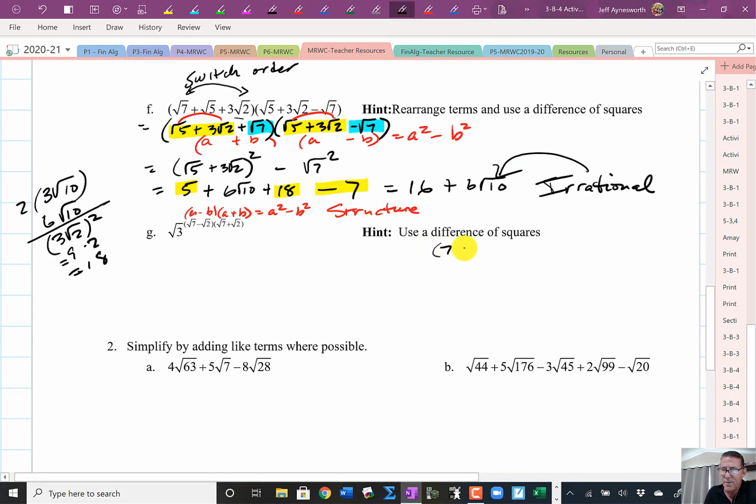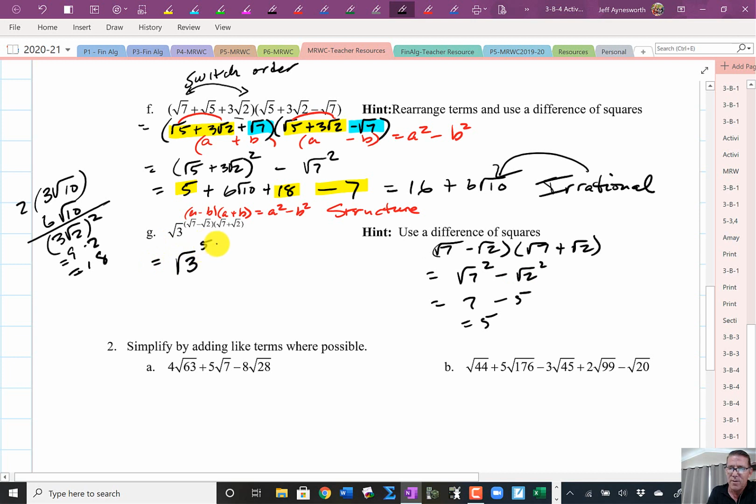So let's take root 7 minus root 2 times root 7 plus root 2. And that's going to be equal to root 7 squared minus root 2 squared, which is just 7 minus 2, or 5. So really what this is saying is to say, hey, take root 3 and raise it to the 5th power. Again, do a little side work, as I always do in my lessons, okay? If you can't do it all in your head, don't worry about it. Just do some side work.